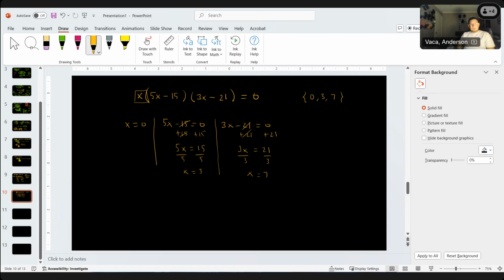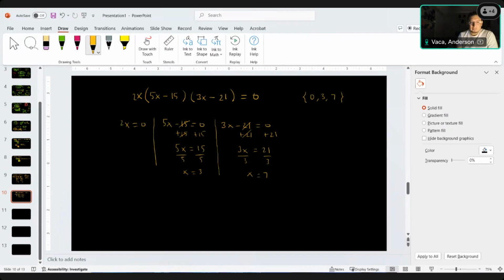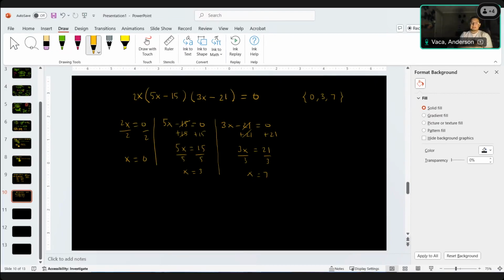Okay, so wanted to show you that. So don't forget about these terms out front, which can be very easy to forget. It could be that maybe out front, instead of being x, it's 2x. Okay, divide by 2, x is still equal to 0. That doesn't change. So just wanted to show you that.